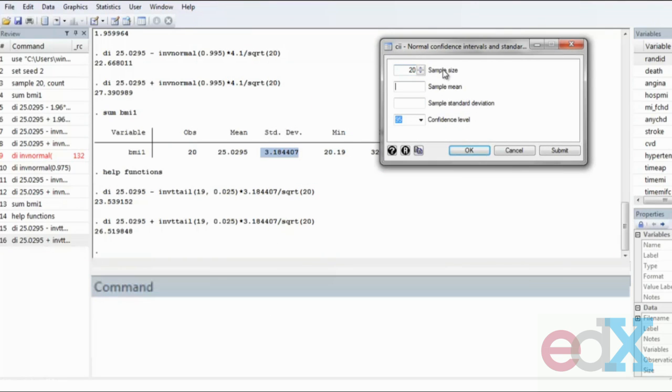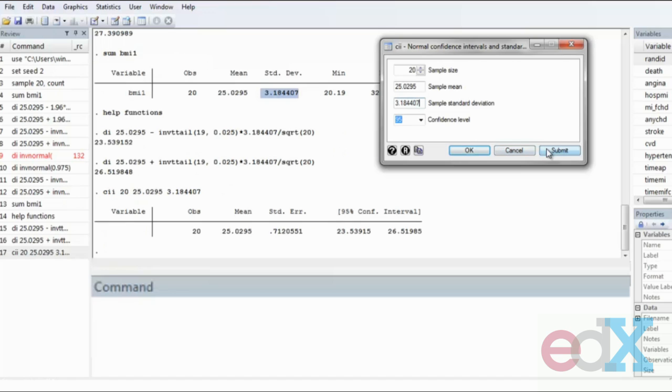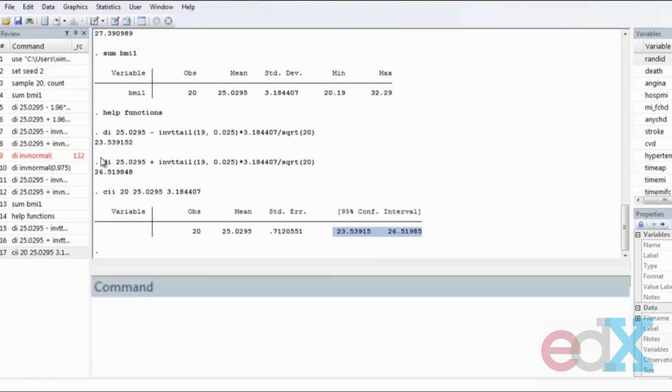And I can say my sample size is 20, my sample mean is 25.0295, sample standard deviation is 3.184407, confidence level is 95%, hit submit, there you go, and I obtain the exact same confidence interval that I got before. So you can see exactly what STATA is doing when you run this CII command, and it automatically spits out a confidence interval. Because you took this course, you know exactly where that confidence interval came from.